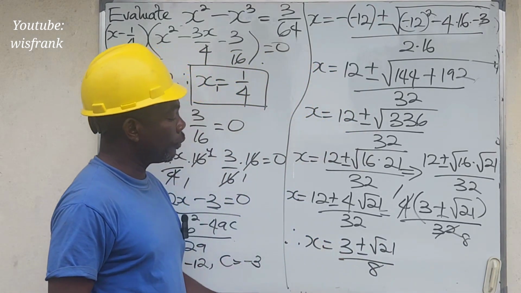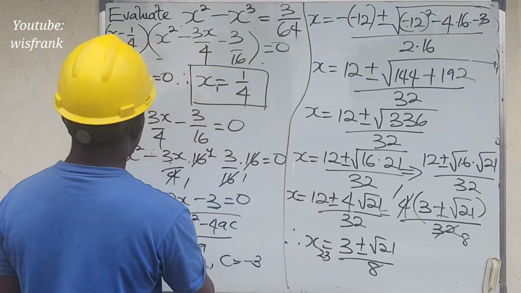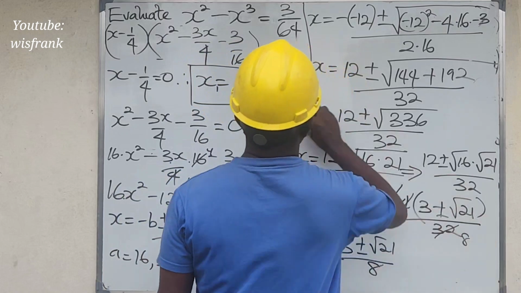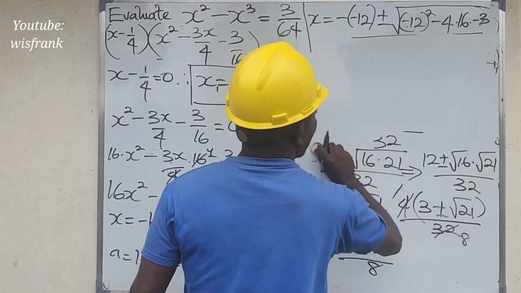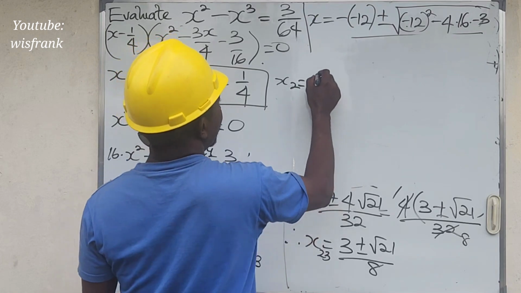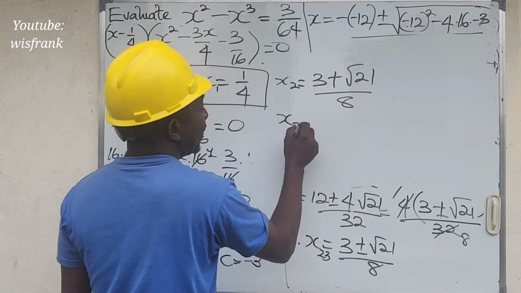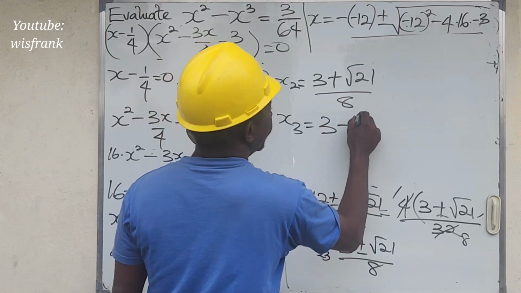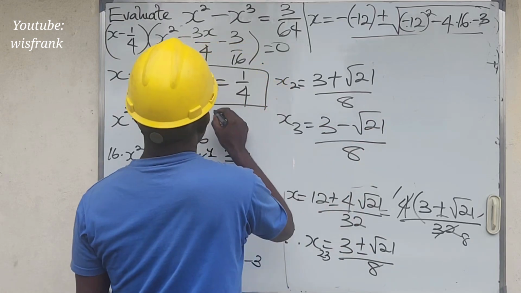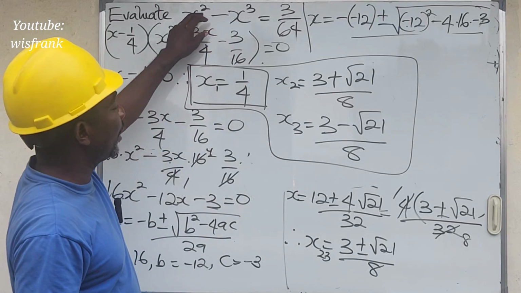And we have two solutions from here. The first one was x equals 1 all over 4. The second one, which we have here as x2, will be equal to 3 plus root 21 all over 8. And therefore, x3 will be equal to 3 minus root 21 all over 8. So these are the three values of x that we have, and they satisfy this expression.